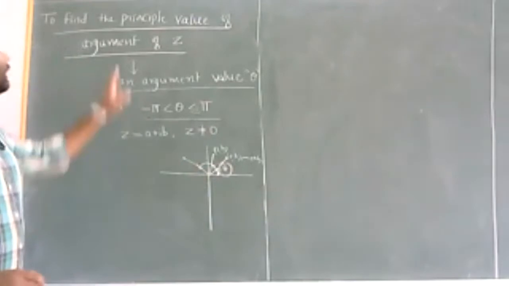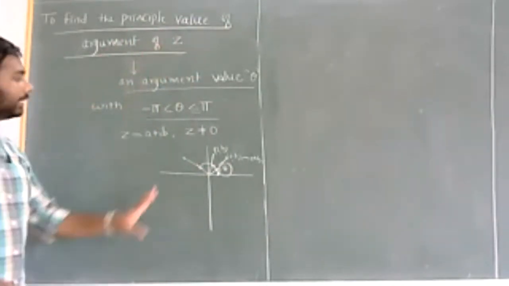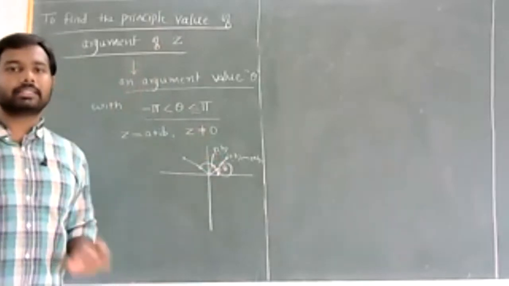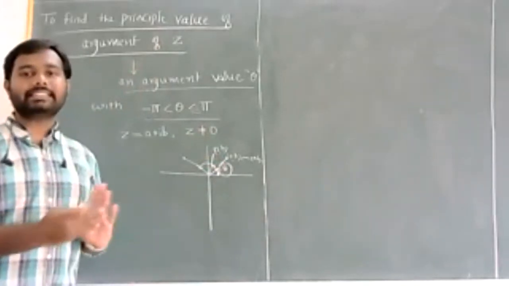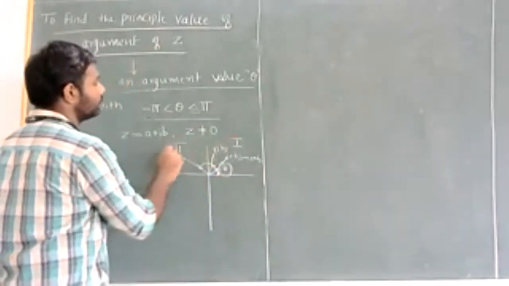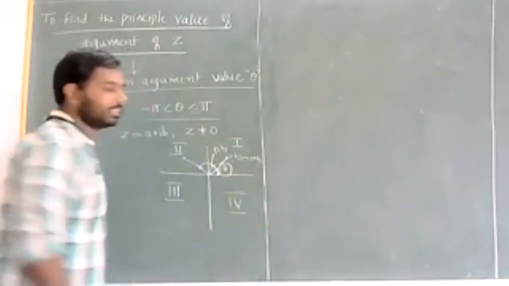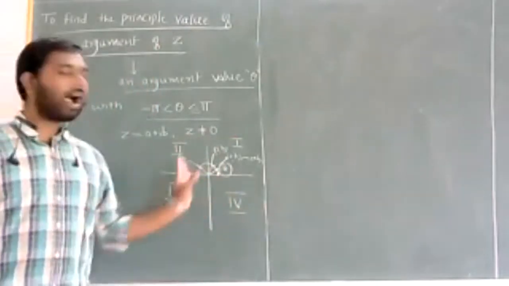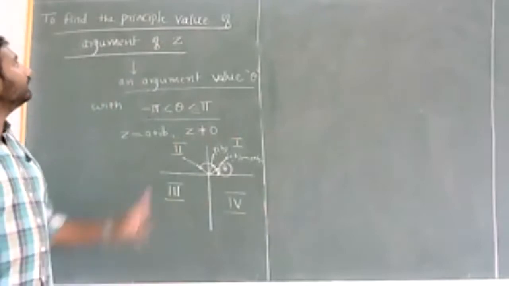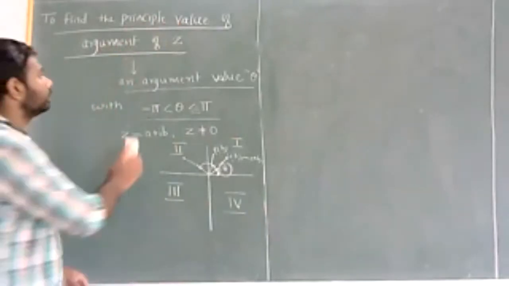Thus, we shall now find the principal value of argument of z based on the position of the complex number, and we shall distinguish the position by the quadrants. We know that there are 4 quadrants on the complex plane, so based on the 4 quadrants, we shall find the principal value of argument of z.